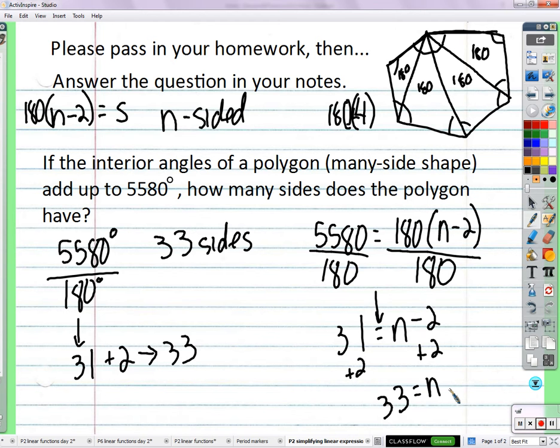But in looking at some of your homework, I can see that just simplifying algebraic expressions is something we need a little work on. Okay, so we're going to work on that a little bit. Pass these out.